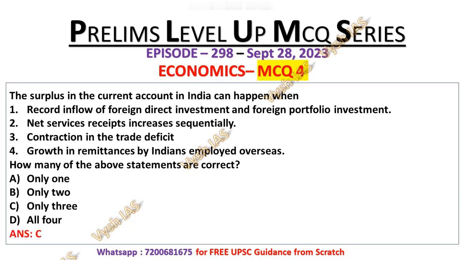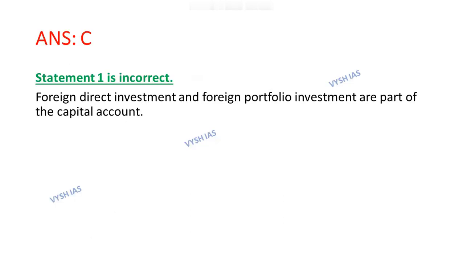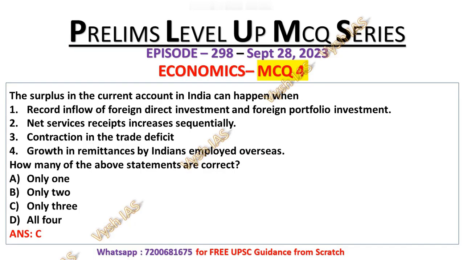So its correct answer will be option C, which means only three statements are correct. Statement 1 is incorrect because FDI and FPI are the part of capital account, not the part of current account. That's why only statement number 1 is the incorrect and the rest other three statements are the correct one. So option C is the correct answer.